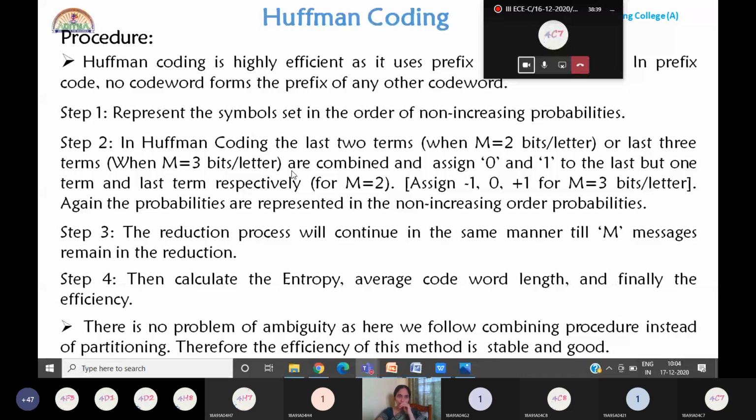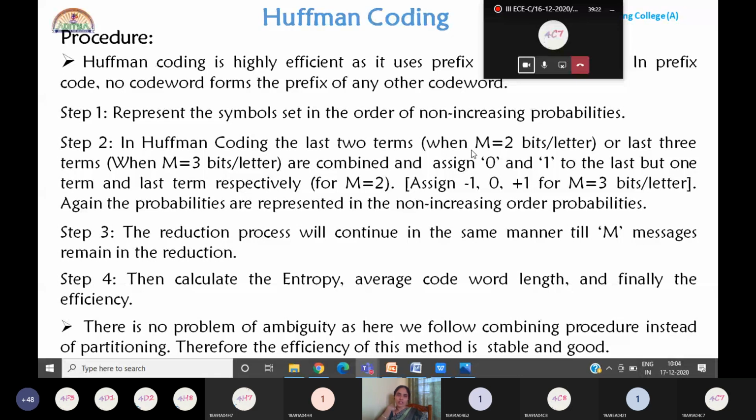So what is step 1 here? Step 1 is represent the symbol set in the order of non-increasing probabilities. This step 1 is common to both Shannon-Fano as well as Huffman coding. What is step 2? Here we'll combine the last two terms, instead of partitioning the subset into two subsets. In Huffman coding, the last two terms or last three terms are combined based on the value of combining factor capital M.